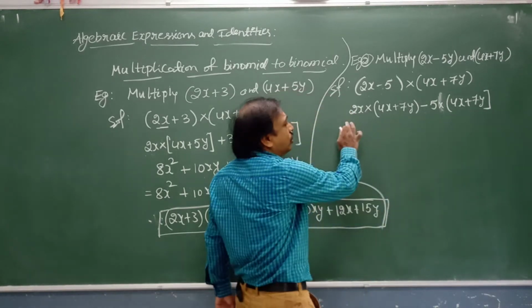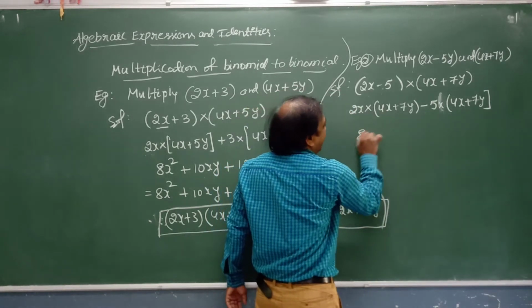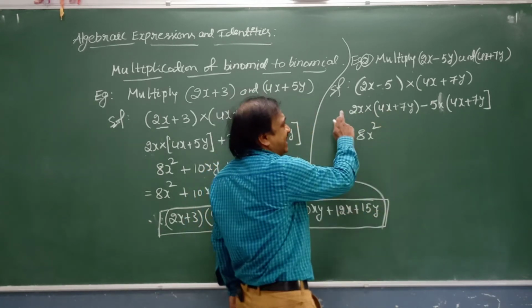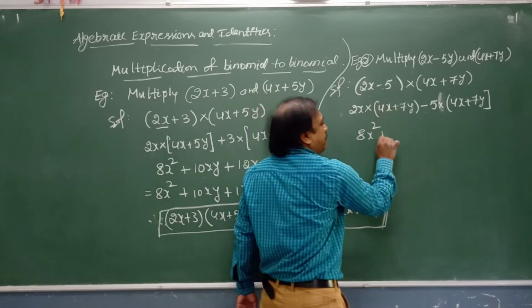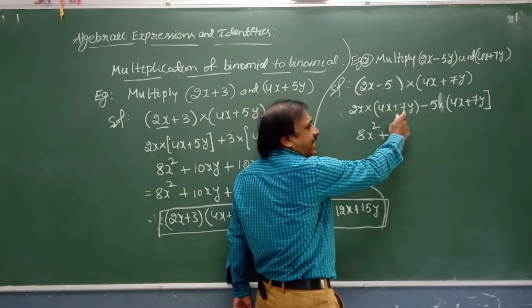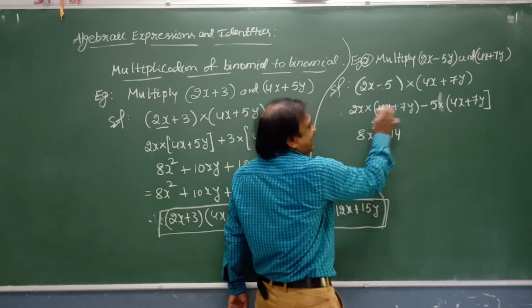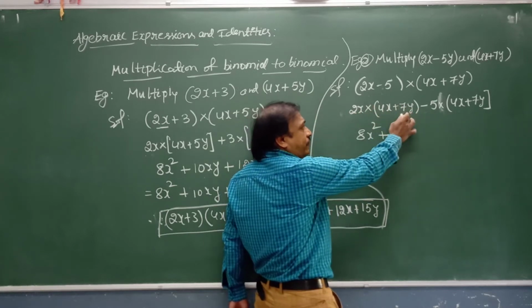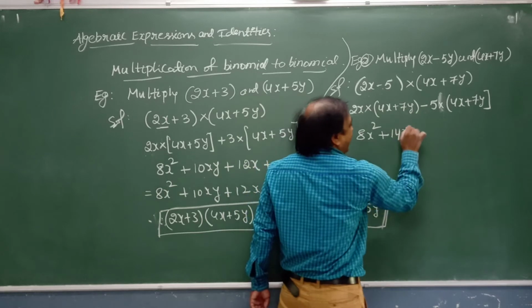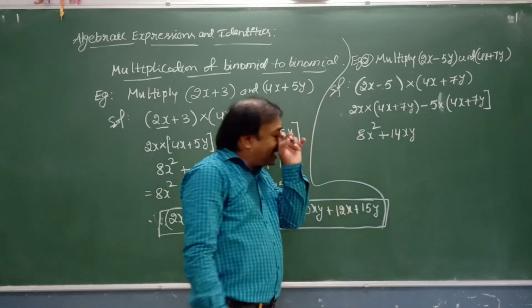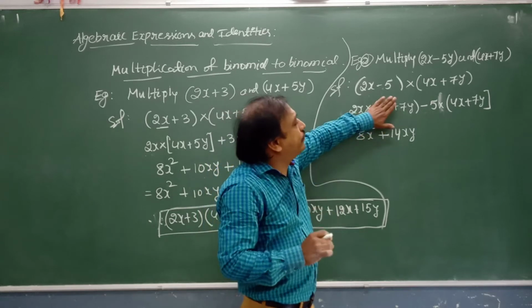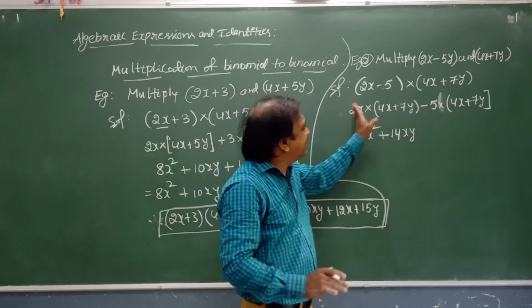That is 2 4s are 8, x into x, x square. What sign does it have? Plus into plus, plus. 2 7s are 14, x into y. Observe it. 2x into 7y. 2 7s are 14, x into y, xy. Is it clear?